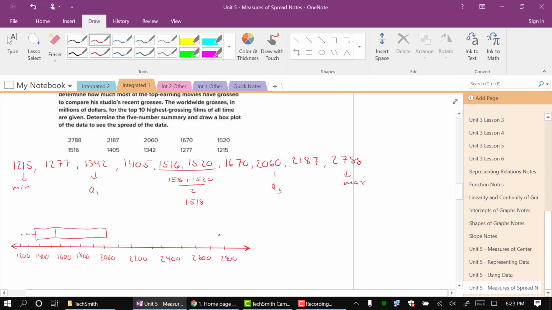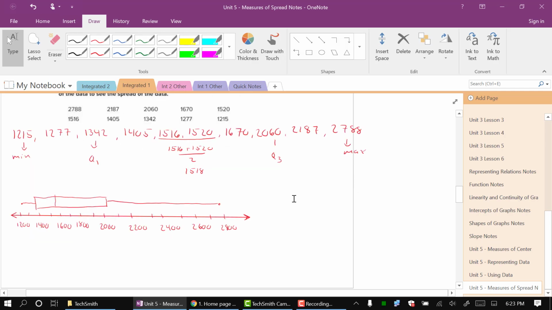And then we extend it here. This is the whiskers. That's why it's known as a box and whiskers plot. So again, we started off with putting our numbers in order from smallest to largest. After we did that, we found the middle of the entire set, and then we found the middle of the bottom and the middle of the top.